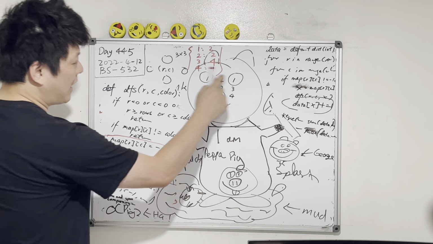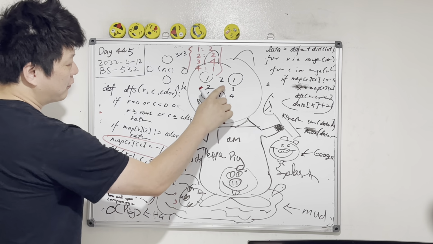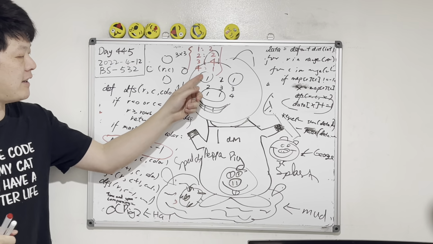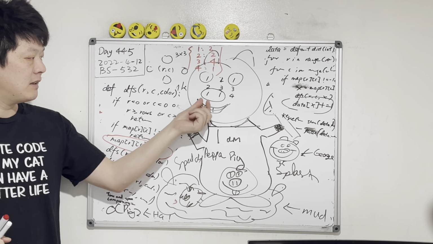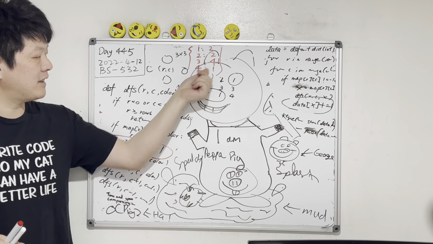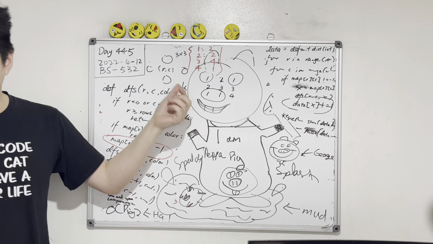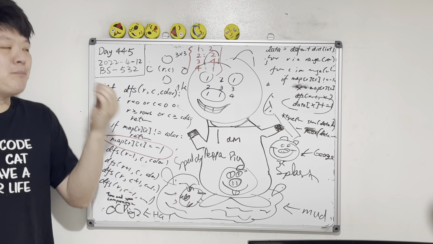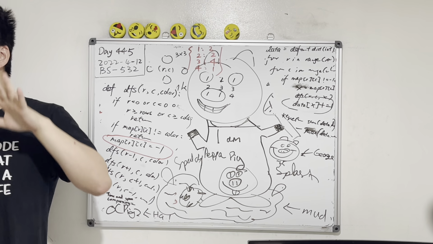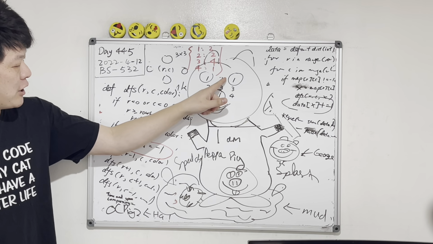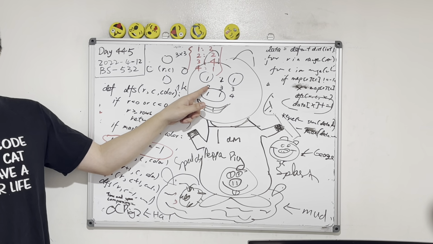We have this color map, like 1, 2, 1, 2, 3, 3, 1, 1, 4. In one operation, we can change any connected piece, look, this is connected, from one color to another. And we want to find out what's the minimum number of operations in order to make all colors into one single color.